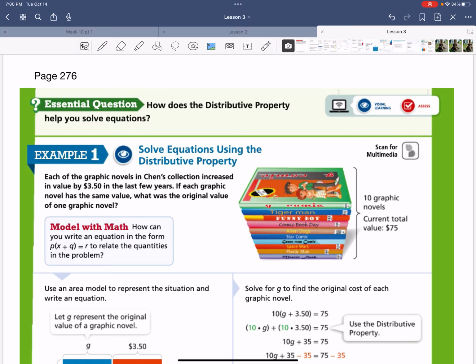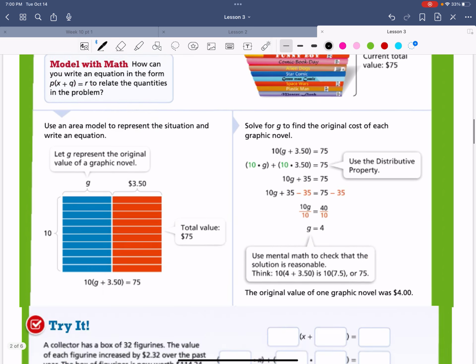We are now on lesson 3, which is solving multi-step equations, or solving equations where we have the distributive property. I suspect this will be an easy lesson because we know how to do distributive property and now we know how to solve equations. So let's get right into this. You should be on page 276, ready to go.